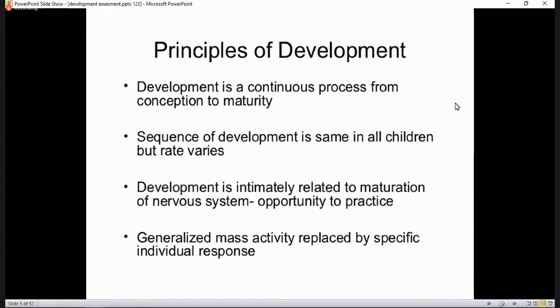So development is intimately related to the maturation of the central nervous system and the opportunity to practice.